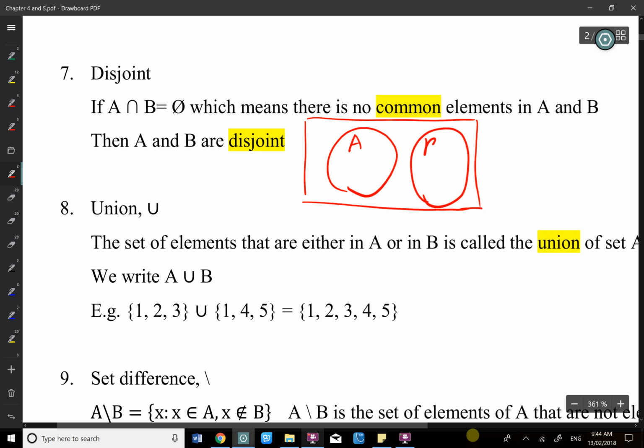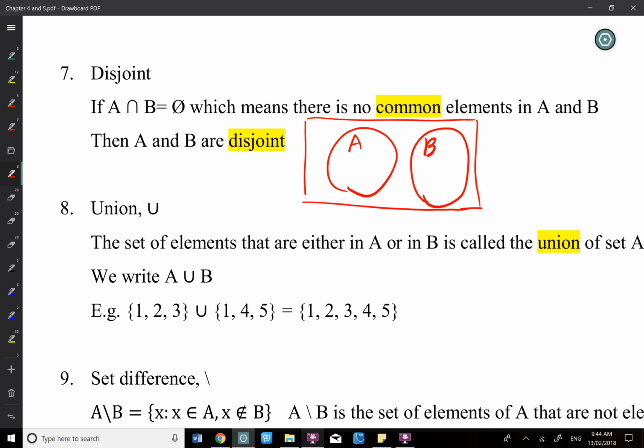The best way to represent disjoint is like that. There's no common elements in A and B. They are disjoint. Okay, they are disjoint.